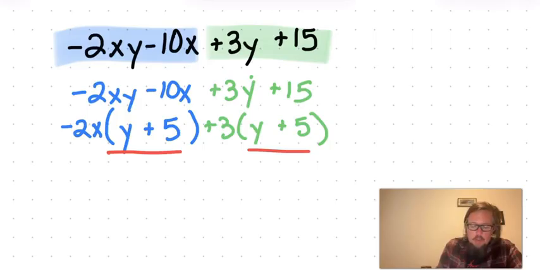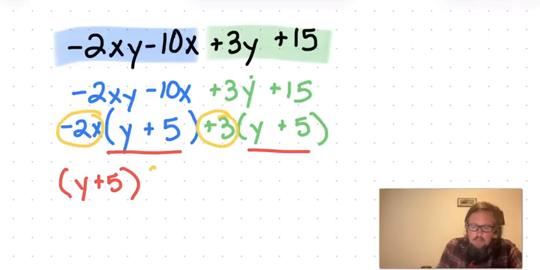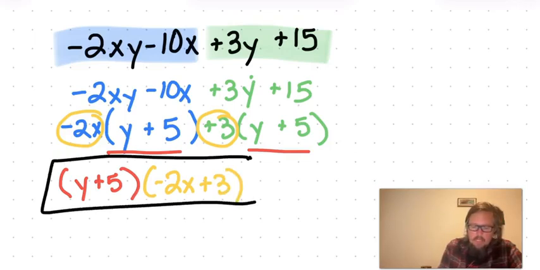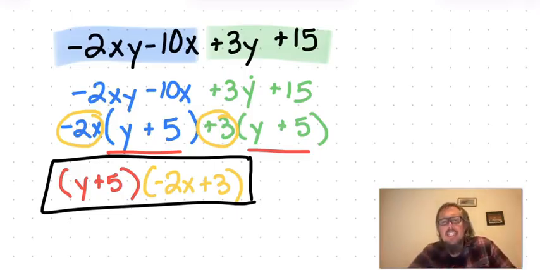So in our answer, one of the parentheses will be y plus 5, and the other set of parentheses is what's left over. Negative 2x plus 3 will be our other set of parentheses. And that's how we can factor, even if the two parentheses after factoring by grouping aren't the same, don't give up. Sometimes there's a quick little step we can take to make them the same.